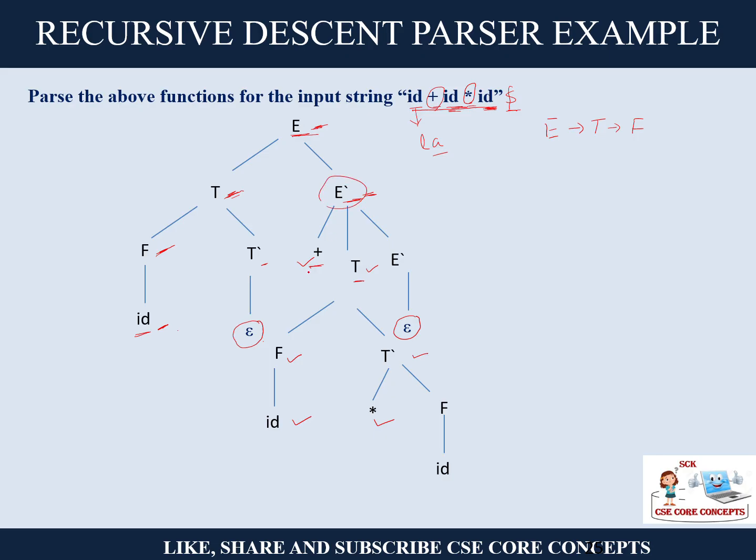E prime, so we first matched plus, this plus, right? And then we had given a call to T function. From this T function, we gave a call to F function where we matched the ID, and from this T prime was called. From this T prime, you can have matched this star symbol, then fetched the next ID, F. F has been given as ID, and from this T prime, you simply return by epsilon. So this is how you generate your parse tree using a recursive descent parser.